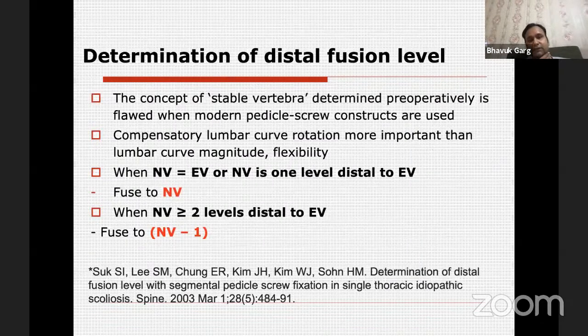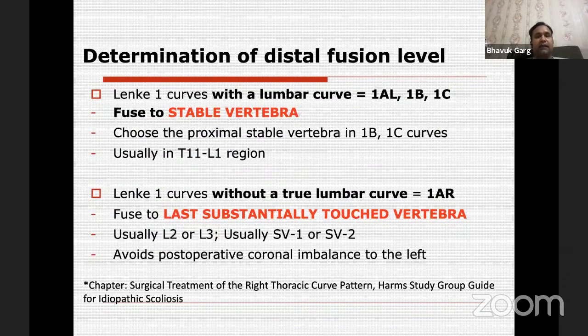So this is the classical Suk guidelines, which says that if the neutral vertebra is the end vertebra, or is one level distal to the end vertebra, then you go to the neutral vertebra. And when the neutral vertebra is more than 2 levels distal to the end vertebra, then you can fuse to the neutral vertebra minus 1. These are Lenke's guidelines: if there is a lumbar curve with 1A-L, 1B, and 1C, then you fuse to the stable vertebra. And if there is a Lenke 1 curve without a lumbar curve, which is the 1A-R, then you go to the last substantially touched vertebra.